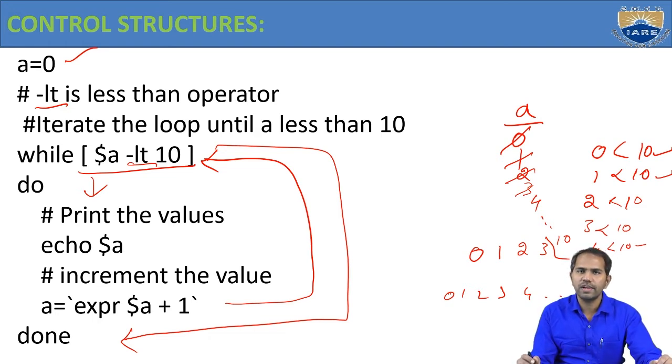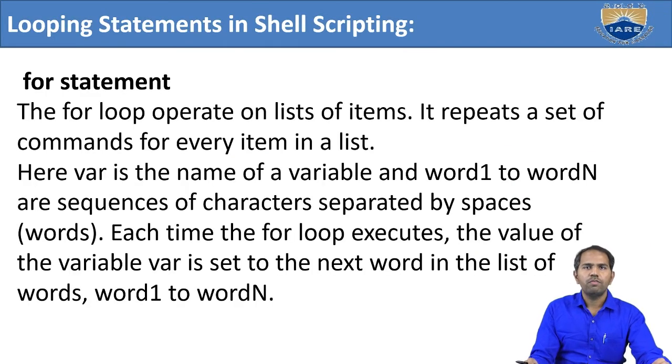So whenever a value is 10, 10 less than 10 fails. 10 less than or equal to 10 is true, but 10 less than 10 is false. Now this is a looping statement. It iterates until the condition fails. Once the condition fails, it moves outside of the loop. So values are printed from 0 to 9: 0, 1, 2, 3 up to 9. 10 less than 10 fails, so it's not printing 10.